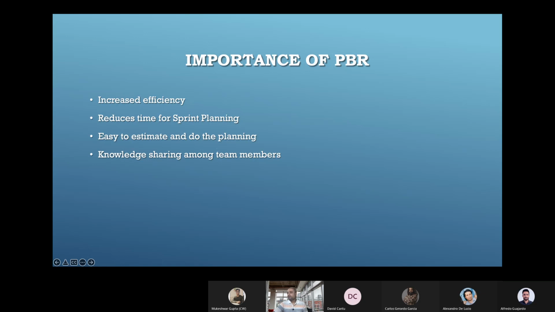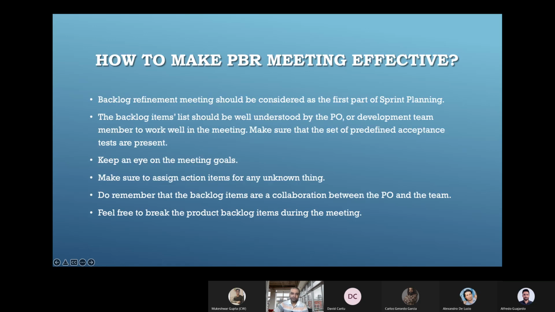Knowledge sharing among the team members is also one of the key parts. When we are having such discovery or grooming sessions, the product owner will be clarifying the doubts of the team members. Along with that, if all the team members are sitting in one place, and they want to share their know-how for one specific story or Jira, they can do it. So it will increase the entire knowledge of the team.